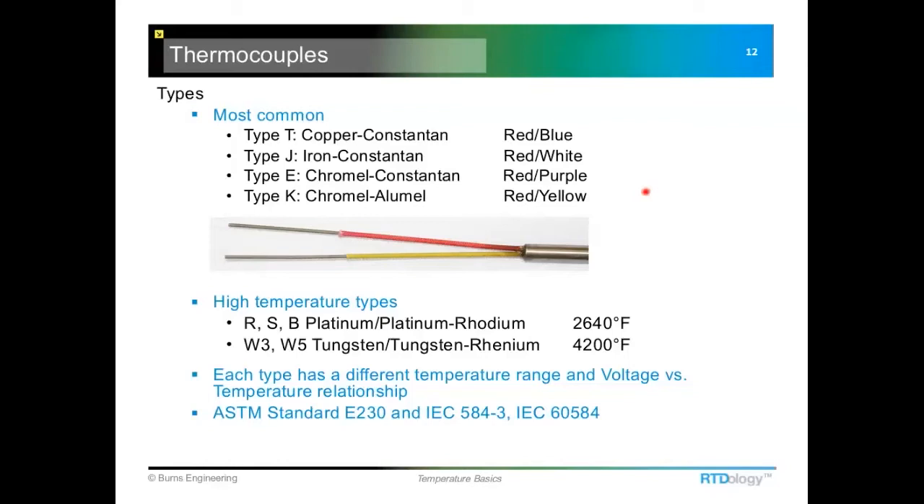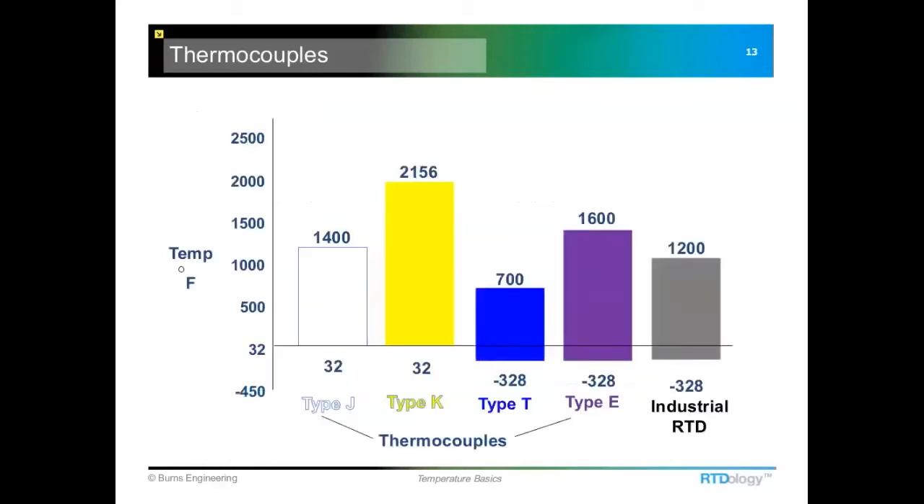For example, the type T is used frequently for below 0 temperatures. Type K can handle some of the higher temperatures. It works the best for higher temperatures. And all of the platinum, rhodium, or tungsten versions, those are all used for very high temperatures. You can see here just a quick graphical comparison of all the different temperature ranges and where they can be used.